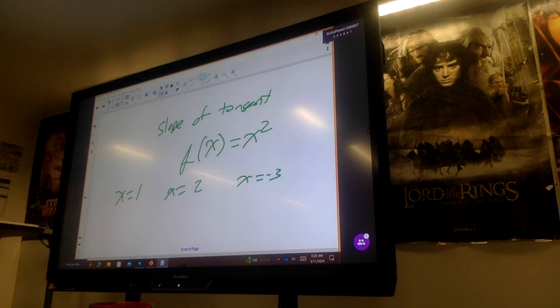All right. First thing I want to do, I want to take the derivative of this. So I'm going to change f of x to y equals x squared. Take y prime. That's 2x to the first. Agree?